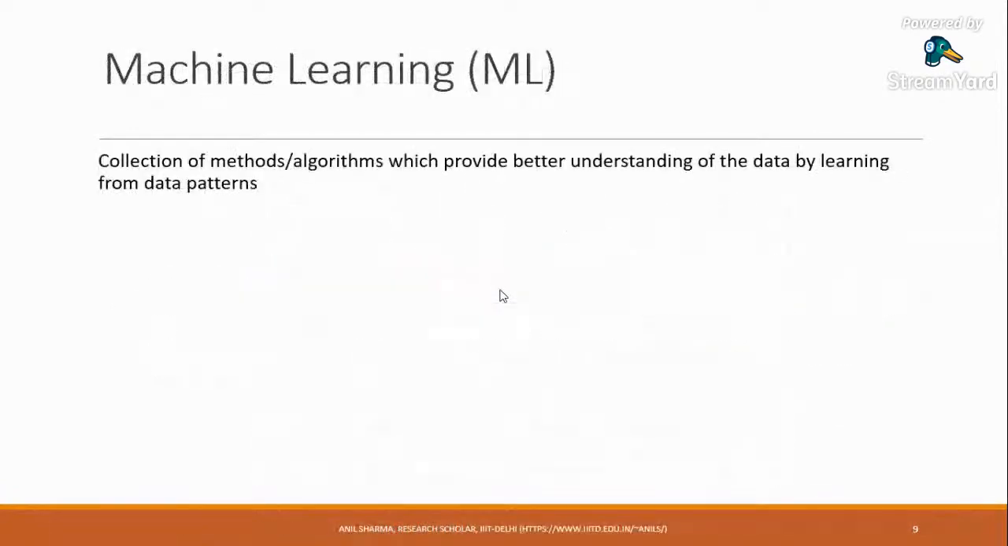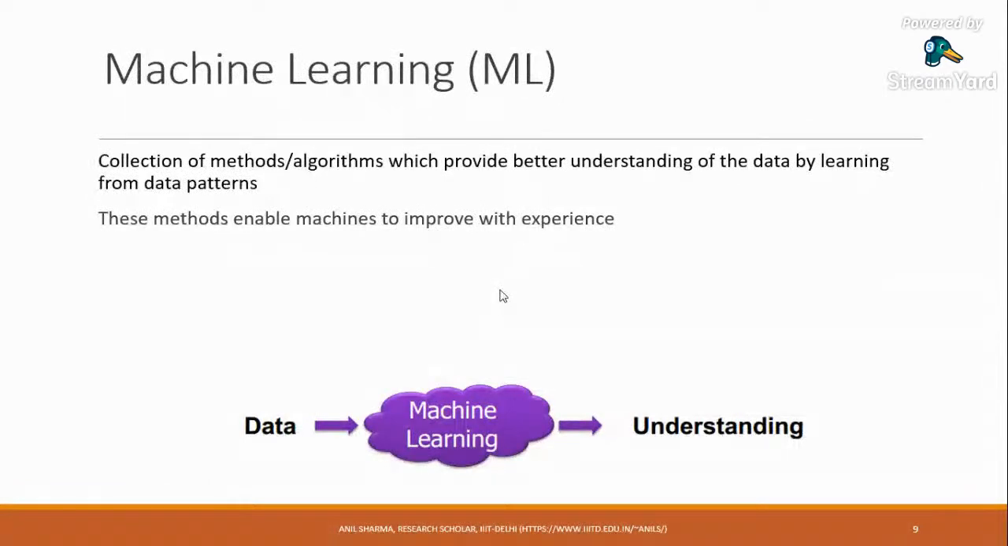Okay, let's go to machine learning now. So what is machine learning? It's a collection of methods and algorithms which provide a better understanding of the data by learning from data patterns. For example, if you have data, it will help us understand what that data is and provide a better understanding of the trends in that data. These methods enable machines to improve with experience. For example, the more data that is coming, the more we are improving our method. So we give the data to the machine learning algorithm, and it gives us a better understanding of the data.